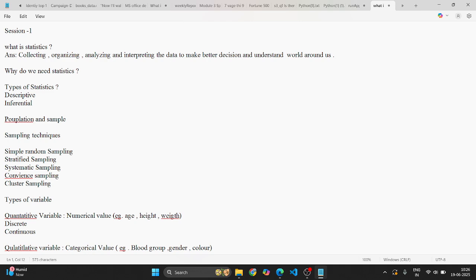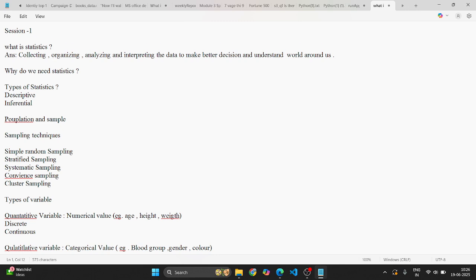Then convenience sampling is one in which we pick someone who is easiest to reach, but it is not always reliable. It is an easy path to go, but not always reliable. And after that, cluster sampling is nothing but dividing the whole group into small clusters.